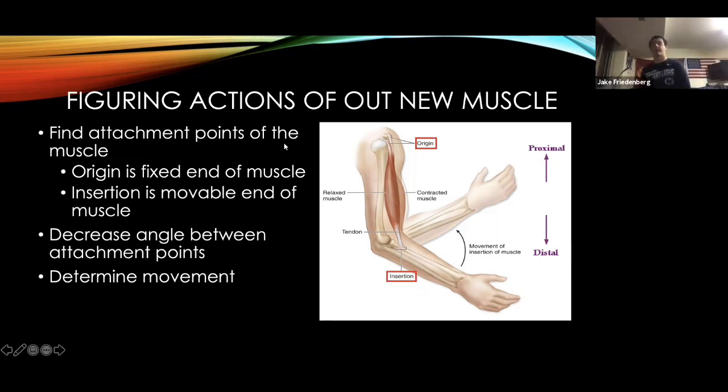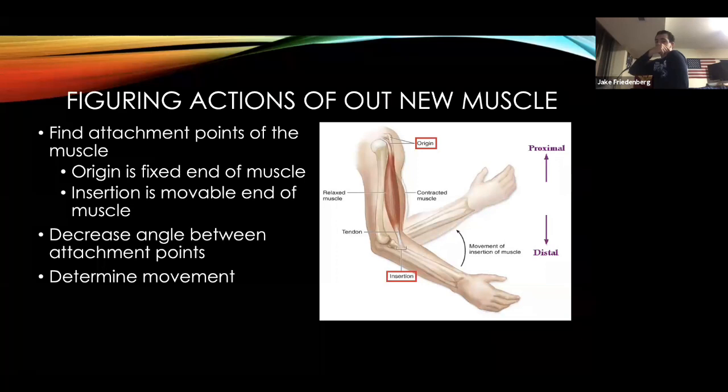For example, if I had an attachment point, my bicep, and another attachment point, my forearm, and I wanted to decrease this angle, I would flex my arm, also known as flexion of the arm, to decrease the angle. Another example is if I wanted to move my shoulder to my head to decrease this angle, I would elevate my scapula. So this would be elevation of the scapula.